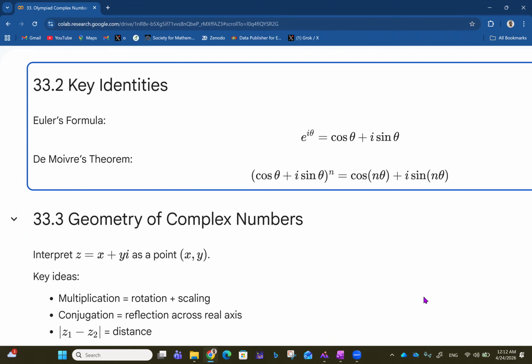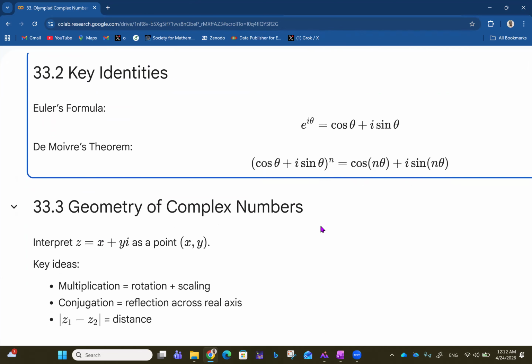Then we have the geometry of complex numbers. First of all, we interpret z equals x plus yi as a point (x, y). And x, of course, is on the real axis, while y is on the imaginary axis. We use the same Cartesian coordinate system for them, except that now x is real and y is imaginary. So the key ideas: we have multiplication.